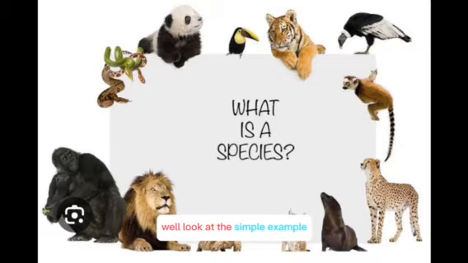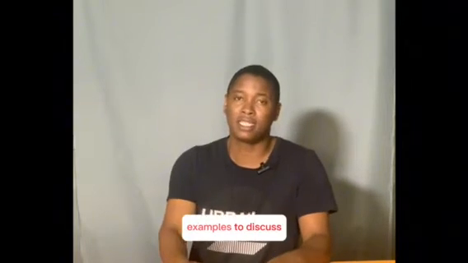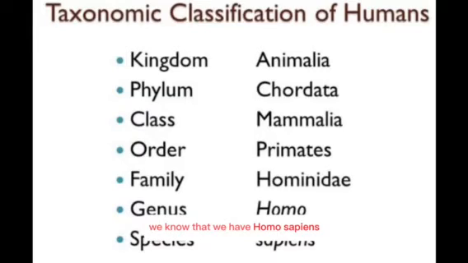Let's use two simple examples to discuss taxonomic ranks. Look at human beings. We know that we have Homo sapiens. Human beings belong to the kingdom Animalia, the phylum Chordata, the class Mammalia, order Primates, family Hominidae, genus Homo, and species sapiens.